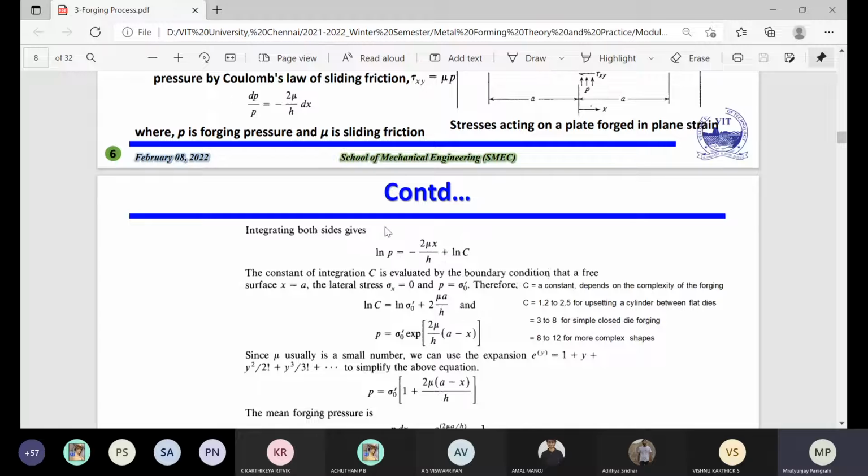Okay, so now if this equation is clear, the constant of integration C is evaluated by the boundary conditions. Here also we are assuming if x equal to a and the lateral stress sigma x equal to 0. Initially, if you remember I mentioned, if we are talking about plane strain, that means the strain and everything will be 0 in the beginning. So from this equation, can you derive ln C equal to ln sigma 0 prime plus 2 mu a by h? Instead of x, we are now converting to a, because our length we are considering is a, not x, because x we were talking about for 1 unit length, but now we are considering the whole length.